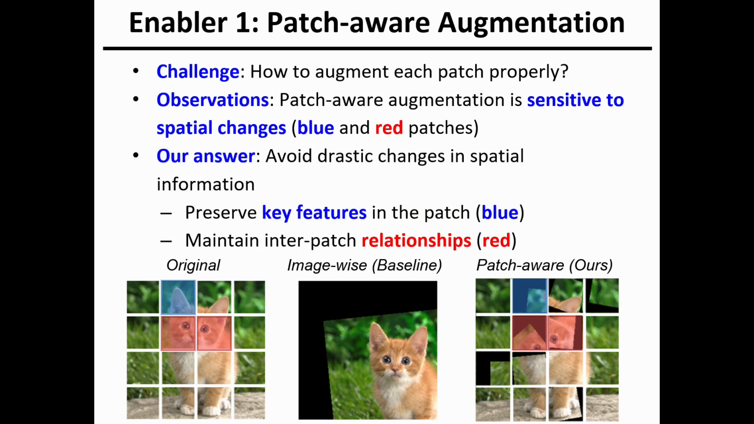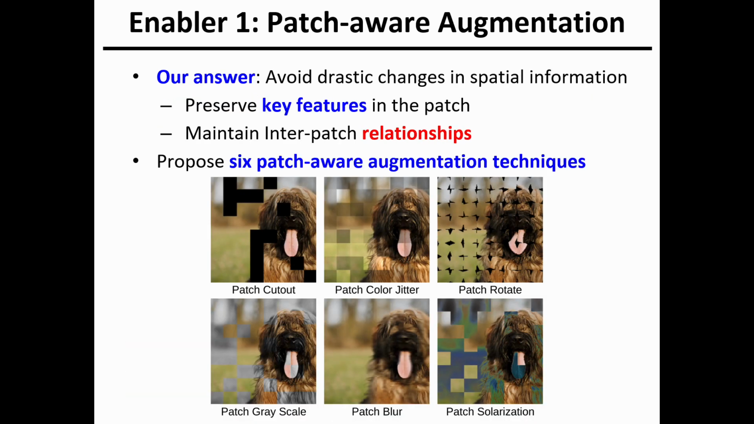To this end, our answer to properly design a patch-aware augmentation is that we need to preserve key features in a patch and maintain their inter-patch relations by avoiding drastic changes in spatial location. To this end, we propose 6 patch-aware augmentation techniques, including patch cutout, patch color jitter, patch rotate, patch grayscale, patch blur, and patch solarization.